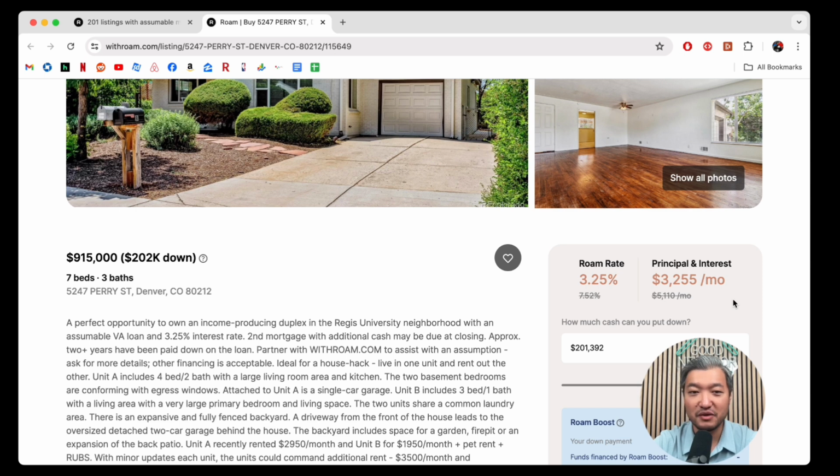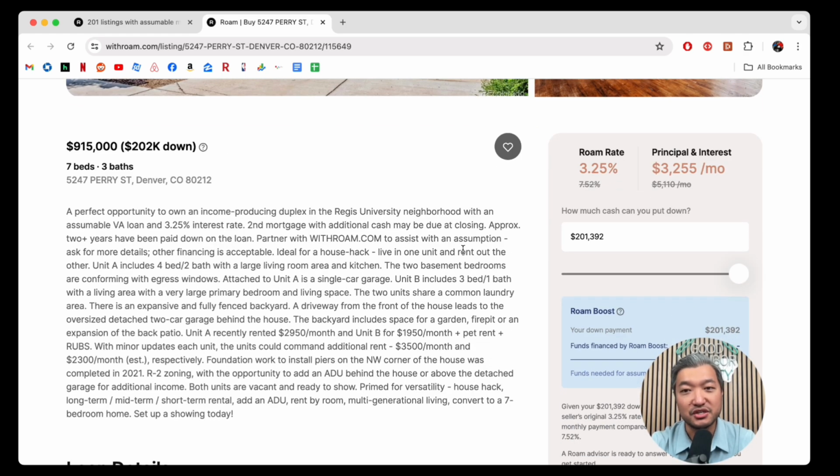I'm definitely going to be using this strategy to purchase my next investment, or even my next primary if it's an FHA loan. So I'm pretty excited about this. This is kind of a game changer for us, strategy wise.